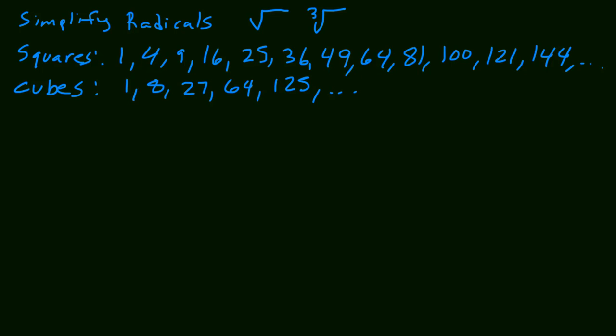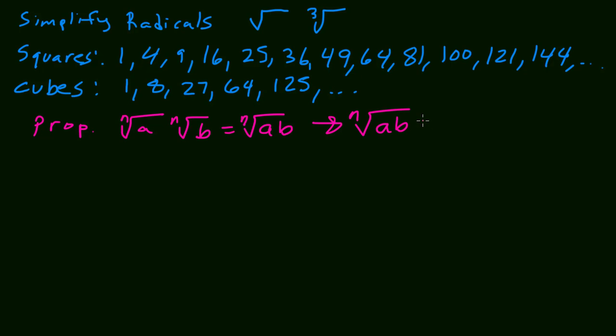And we're going to be using this property with radicals. This property states that the nth root of a times the nth root of b is equal to the nth root of a times b. But we're actually going to use this backwards. So we're going to take something like the nth root of ab and break it up into the nth root of a and the nth root of b.